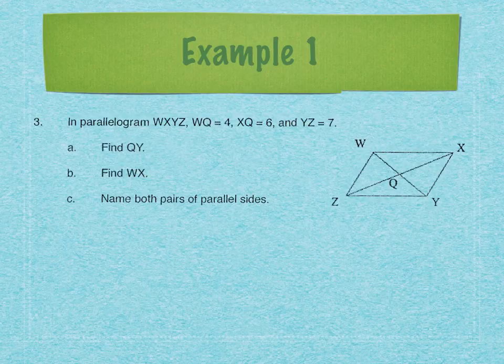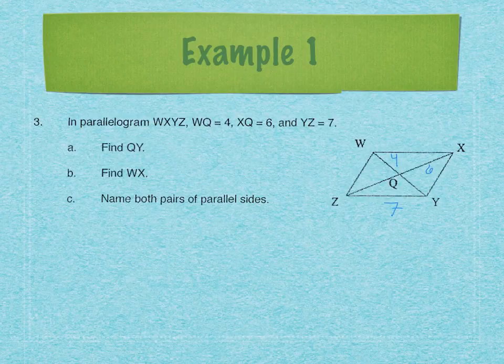Alright, so we're looking at example 1 now, so if you flip to the back, hopefully example 1 matches what I have. I'm sorry, your notes don't line up. But we have a parallelogram WXYZ, and we have that WQ is 4, so let me label that. So this side here is 4. XQ is 6. That is that side there. So those are half of my diagonals. And then I have YZ is 7. That's my side here along the bottom.